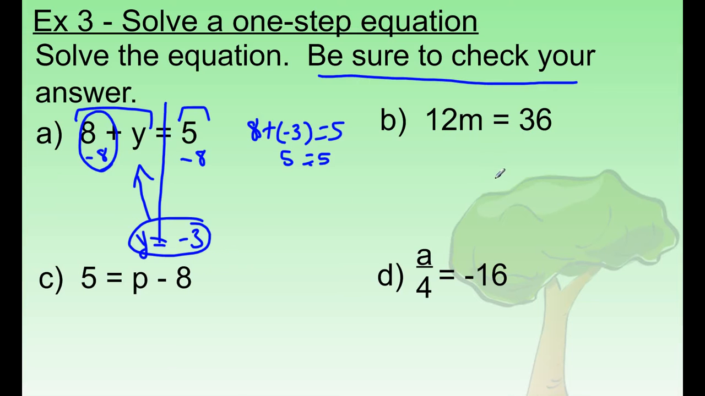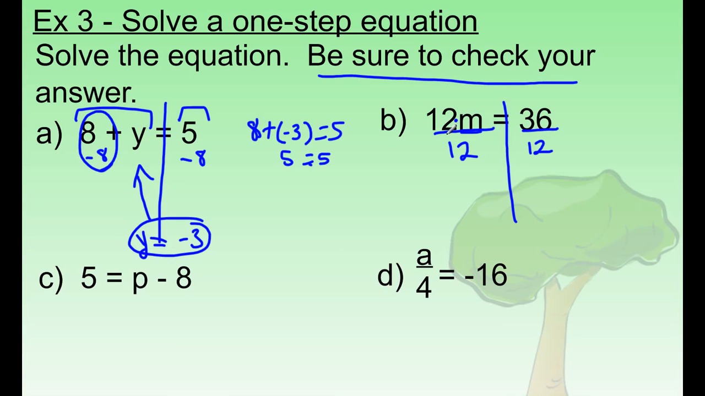So the goal is you're always going to do the opposite of what's happening to the variable. My letter B. So I draw my line down to separate my two sides. This is my variable, and my variable is being multiplied by 12. The opposite of being multiplied would be to divide. So if I divide both sides by 12, my variable will be by itself.